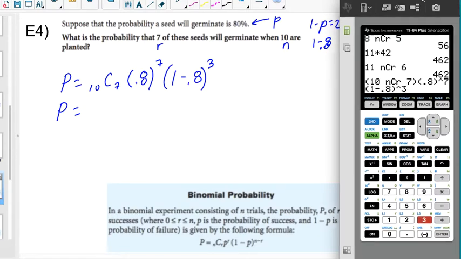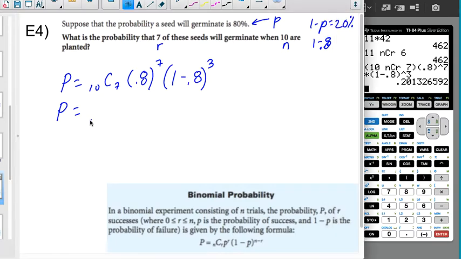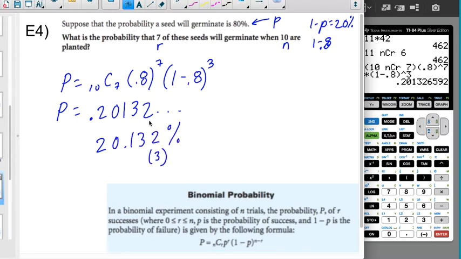right? And if you're at all nervous about having the parentheses sitting right next to your exponent, you could do second, insert, and you could put multiplication to make it clear that you're trying to multiply those things. That's fine. So I end up getting that there is a 0.2013 26 blah blah blah, keeps going, percent chance. So that's a 20.13% chance, right? So that's the likelihood that 7 out of the 10 of these would succeed, right?